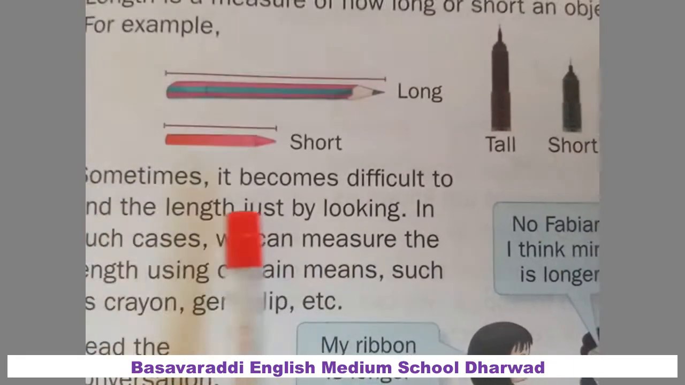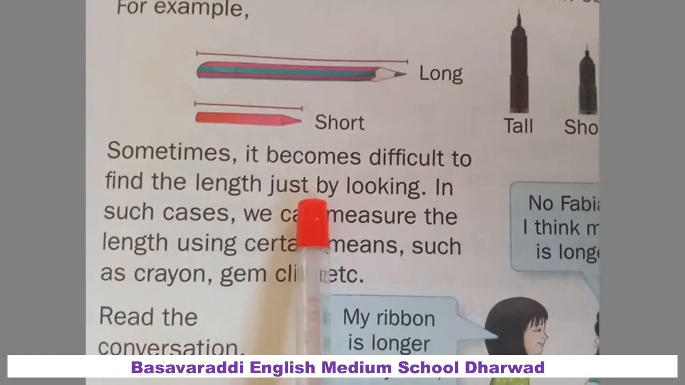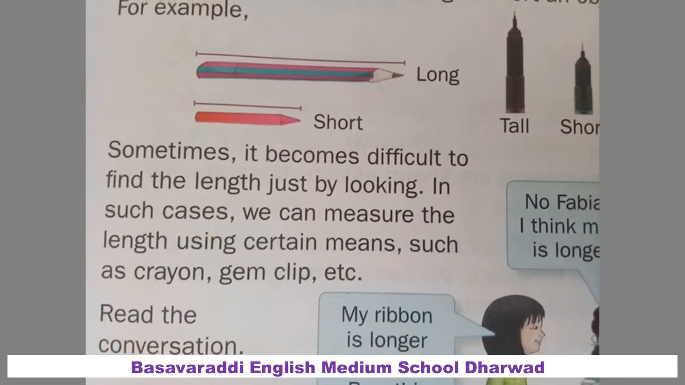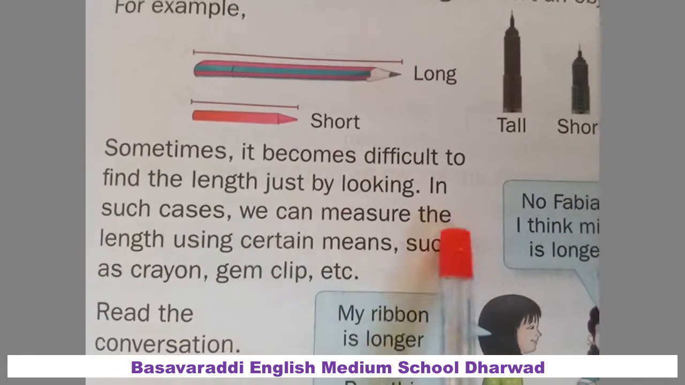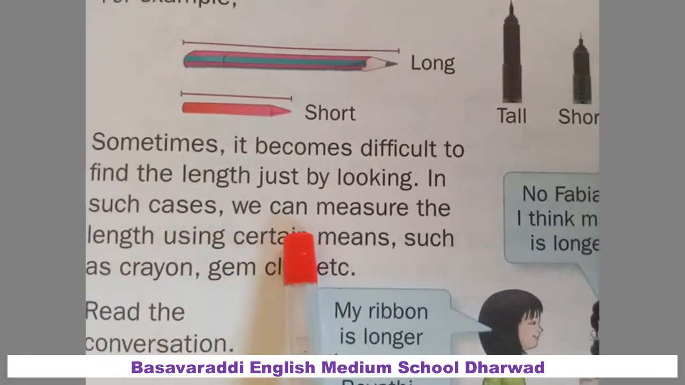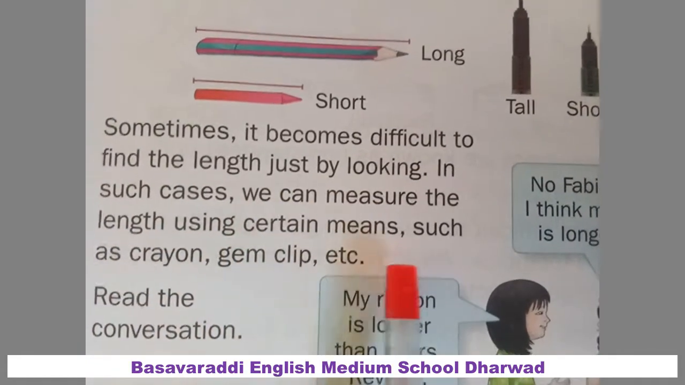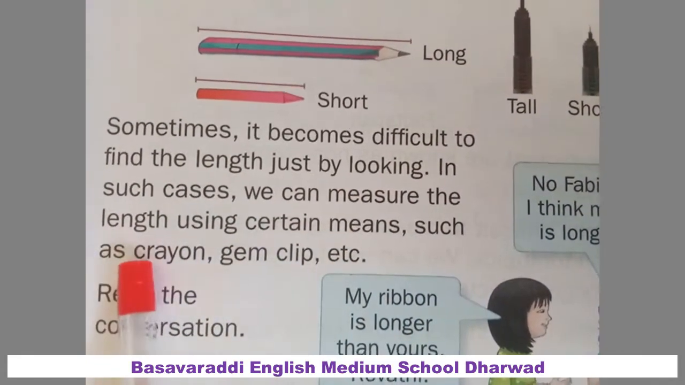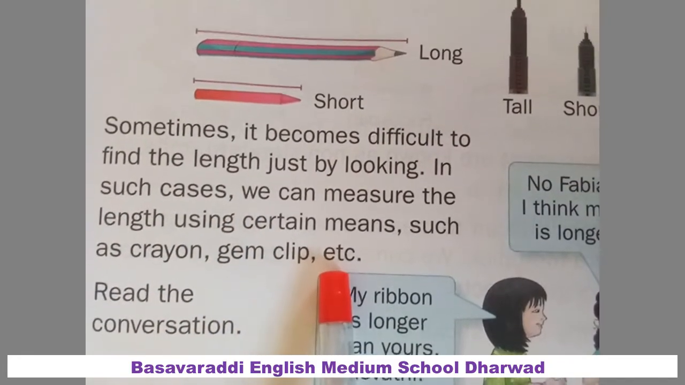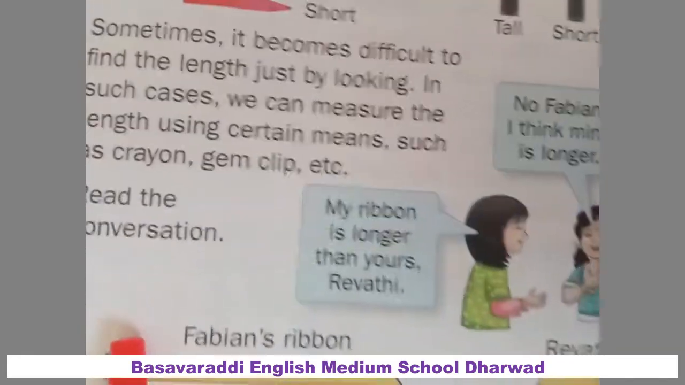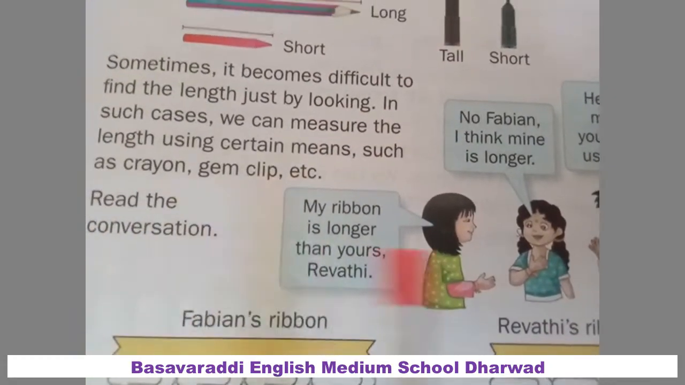Sometimes it becomes difficult to find out the length just by looking. In such a case, we can measure the length. How do we measure? Using certain means such as crayons, gum, clips, etc. So here is an example. Read the conversation. Now they are talking to each other.